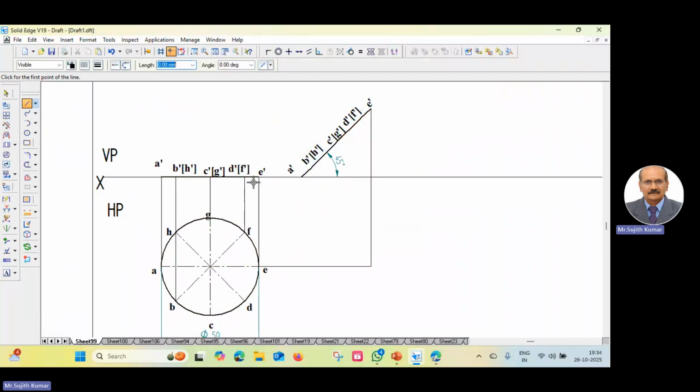That's why I told you to draw 4 different lines here. When you draw 4 different lines, it's easy to identify the D dash F dash at this point by endpoint symbol. You can identify it. D dash F dash.